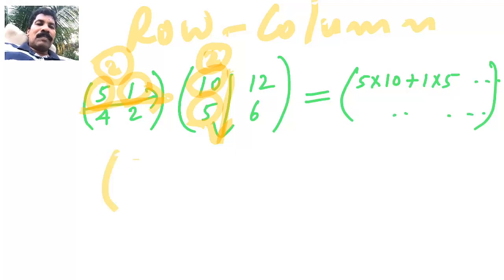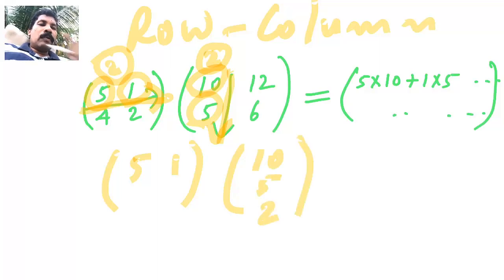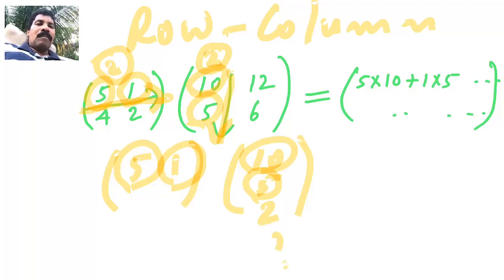On the other hand, suppose the first row is, say, 5 1 and the first column of the second matrix is, say, 10 5 2, then we cannot multiply. Why? Because we can multiply 5 by 10 and 1 by 5, but then what is to be multiplied by 2? So this is the condition: the number of columns in the first matrix should be equal to the number of rows in the second matrix.